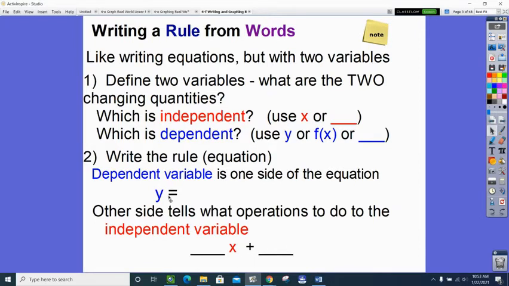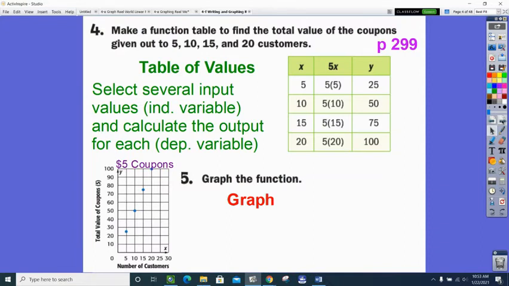So it would be Y equals something being multiplied by the input variable, oftentimes adding a value, sometimes subtracting. The best thing to do is do an example. Again, we just looked at the one on page 299 with the coupons. They kind of told you what to do here.